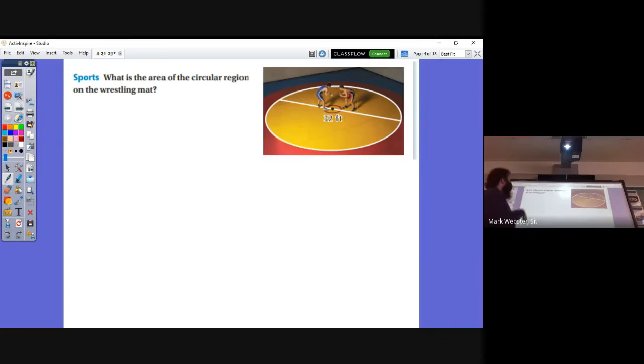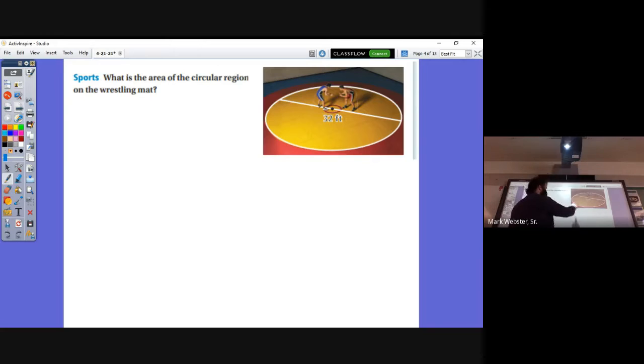All right, let's talk about this now. Here's a picture of a wrestling mat. We want to figure out the area of the circle part of the wrestling mat. Now, one thing to keep in mind is that where they put the number is designed to communicate to you what they're actually talking about. See how it's here in the center of the circle like that? When they do that, they are communicating to you that they are telling you the value of the diameter, right? Because it's in the middle.